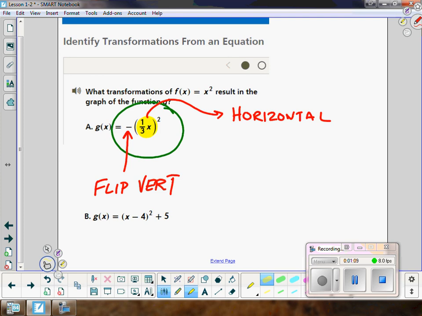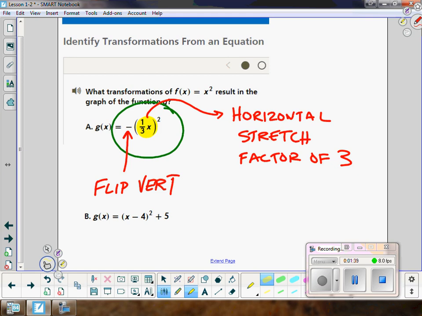Now, from our previous studies, we should know that a scale factor that's in there, 1/3, it's kind of backwards. It's the opposite of what you might think happens. So 1/3 is actually going to stretch the graph horizontally, and it's going to be by a factor of 3. It's the reciprocal of 1/3. So it's going to stretch it out by a factor of 3.